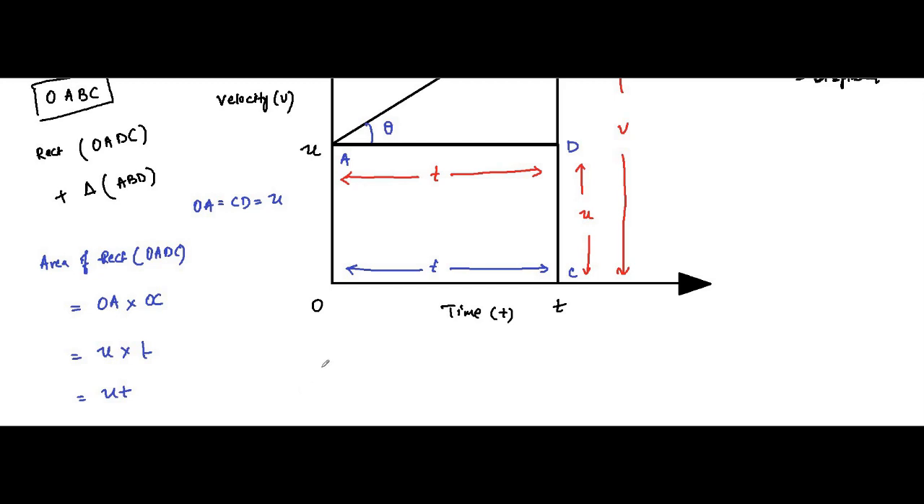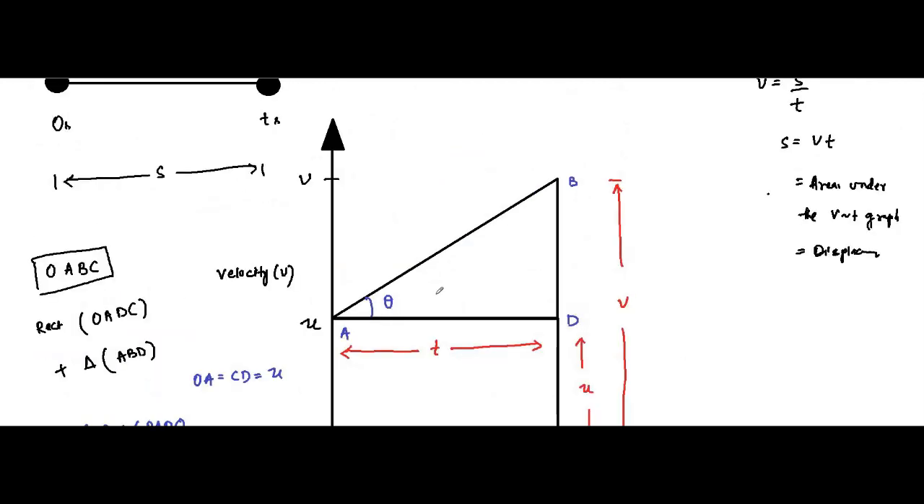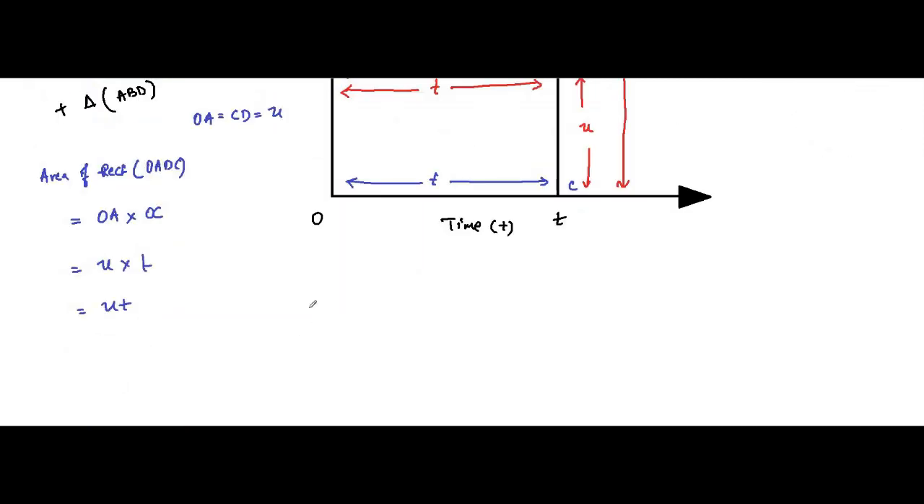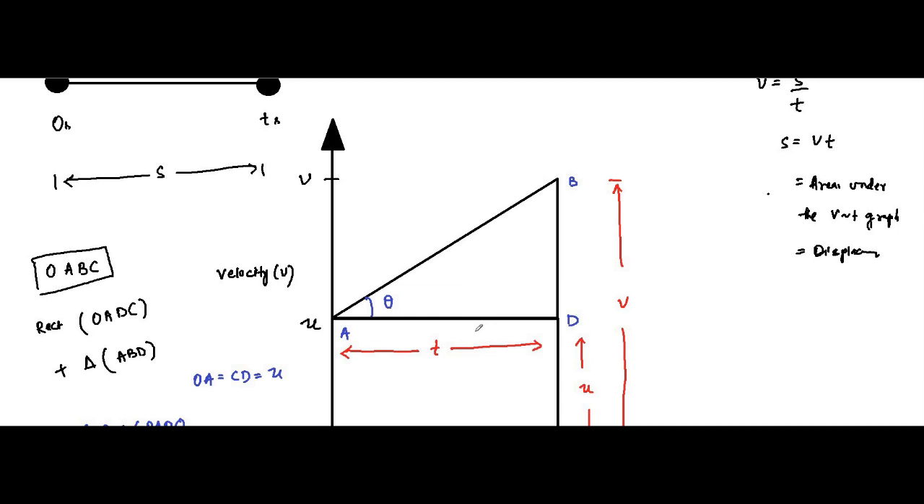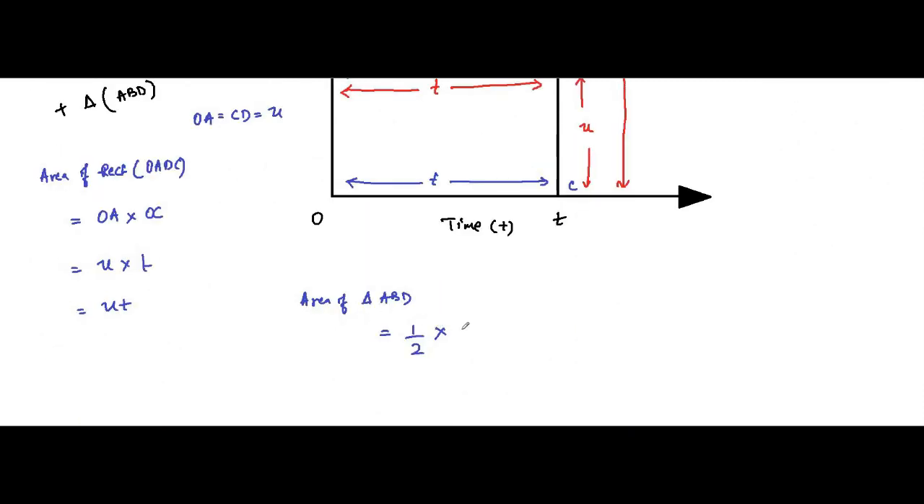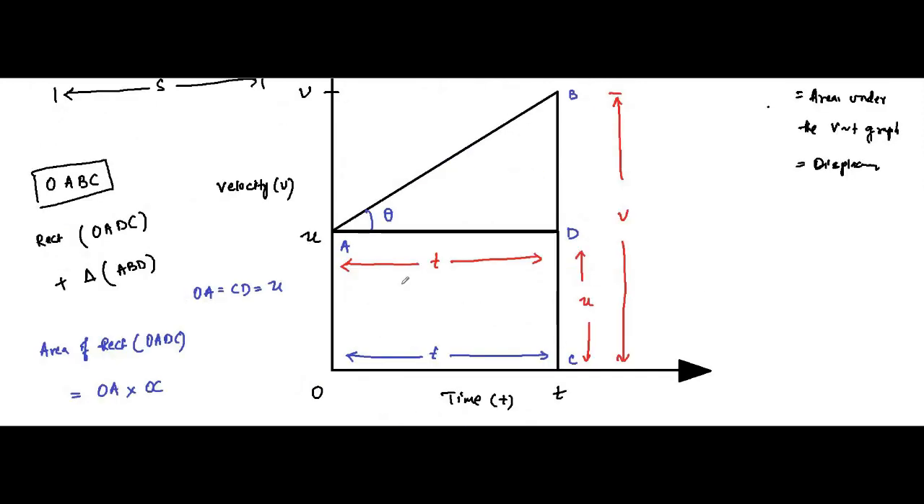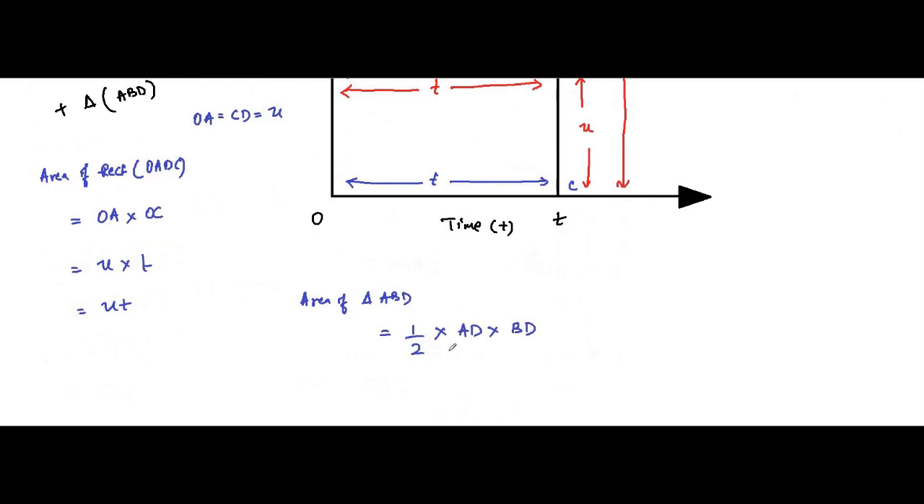Then the area of the triangle is 1/2 base into height. The area of the triangle ABD is equal to 1/2 into base into height, which is 1/2 AD into BD. Now here AD is equal to OC, which is equal to the time interval.